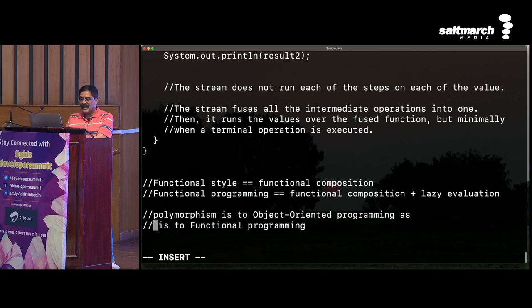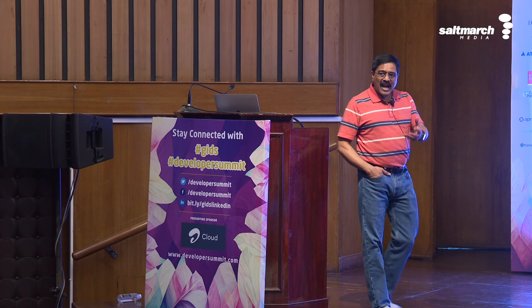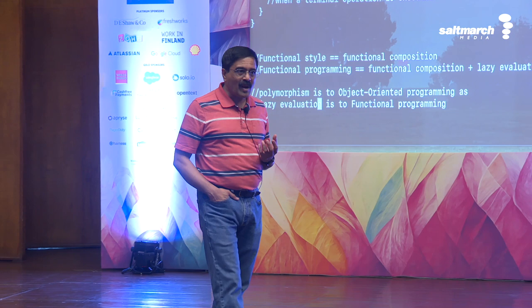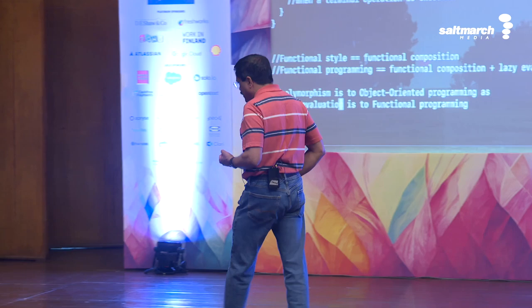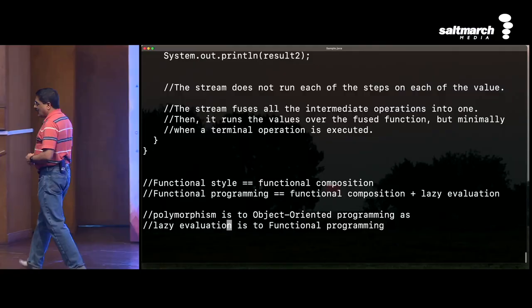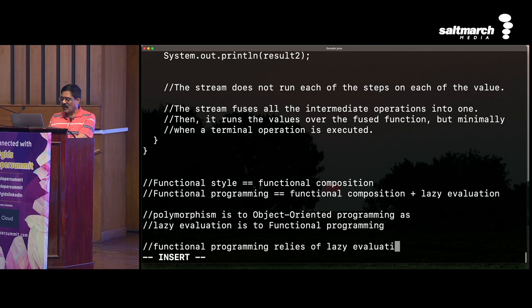Sure. But polymorphism is a very, very important aspect. Likewise, lazy evaluation is to functional programming. Take away laziness, we have nothing to talk about. That's not functional programming. That's dysfunctional programming, right? You're not going to entertain that. You're like, hey, but why is laziness important? The reason we want laziness is this. Functional programming relies on lazy evaluation for efficiency.